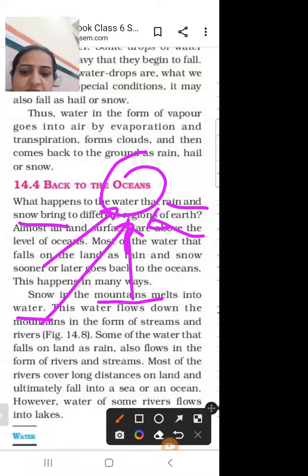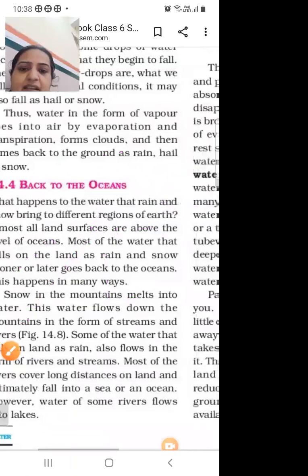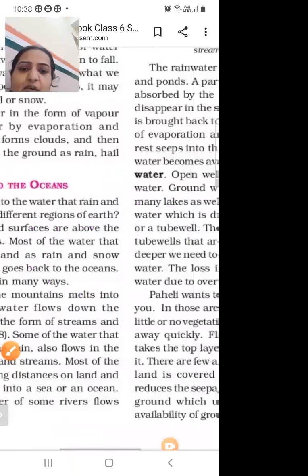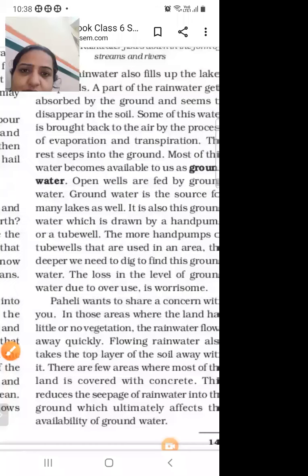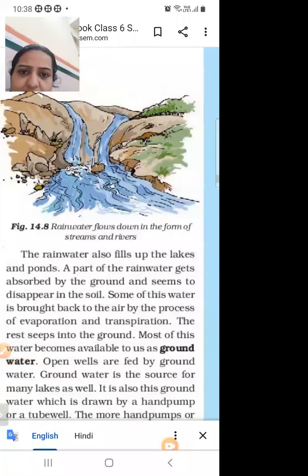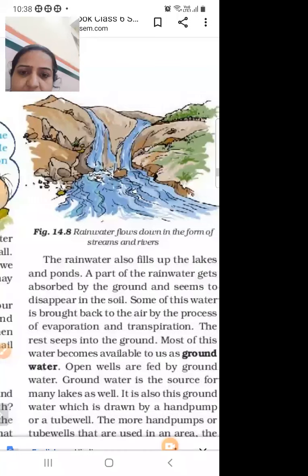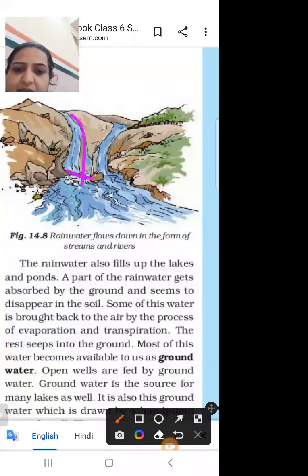So most of the rivers, firstly all the water will meet into the rivers, and these rivers will meet into the ocean. So all water goes into the ocean. So this is our rainwater, and it flows down in the form of streams and rivers.